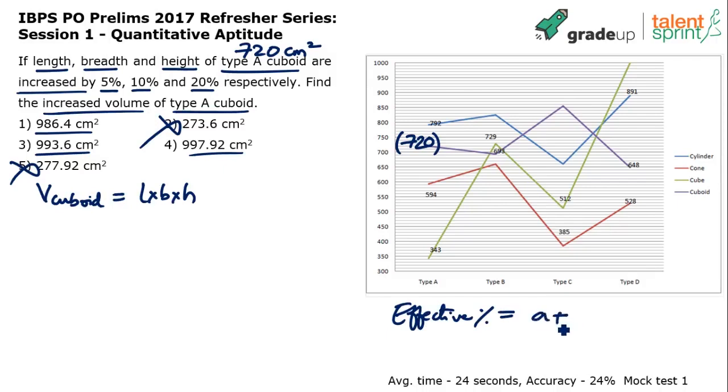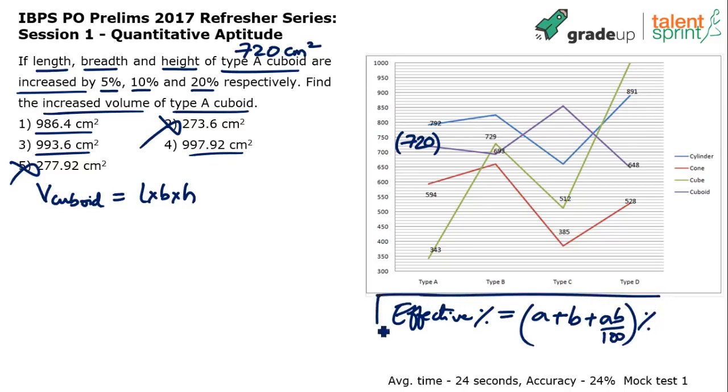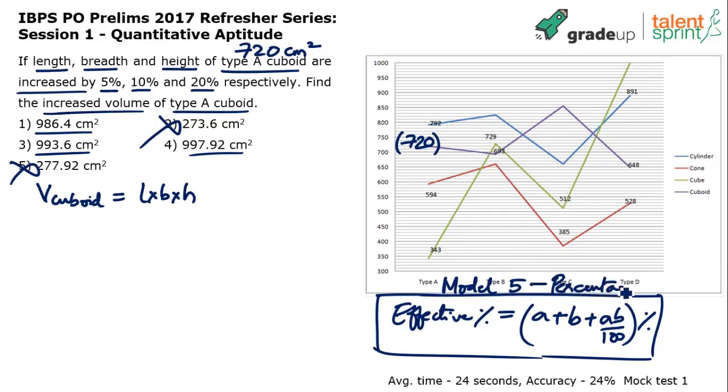Effective percentage is always measured as A plus B plus AB by 100 percent. This is one concept from the topic of percentages. We have discussed this in model 5 of the topic of percentages. If you look at the TalentSprint videos on percentage, this is question type 5, where we have discussed the concept of effective percentage and solved some examples based on it. This is one question based on this.